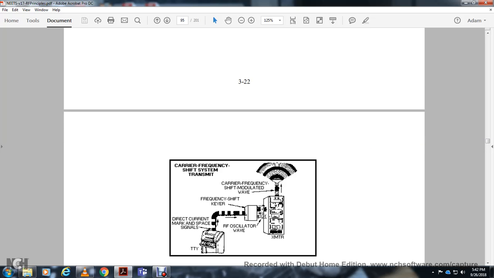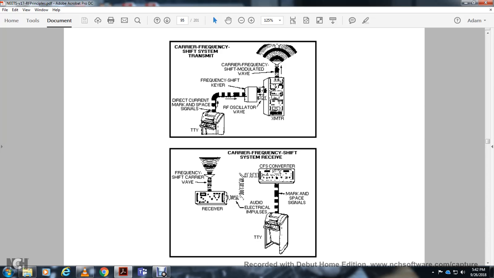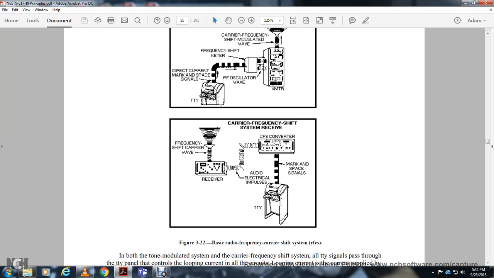Your carrier frequency transmitter shows the direct current spacing from the teletypewriter, the frequency shift, and the radio frequency oscillator carrier frequency modulator with the transmitter. The frequency shift carrier is received by the converter, which produces the audio electrical impulses, marking and space signals. Carrier frequency shift system receiver.